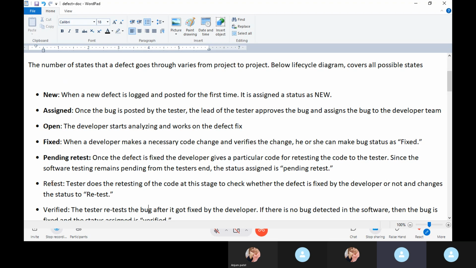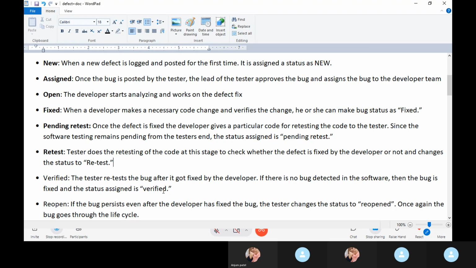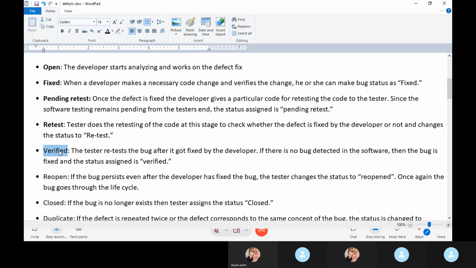Once the tester starts retesting, he will change the status to retest. The tester retests the bug after it has been fixed by the developer. If no bug is detected in the software, like if that defect is fixed, then the status changes to verified. If the bug is fixed, then the status will be verified.